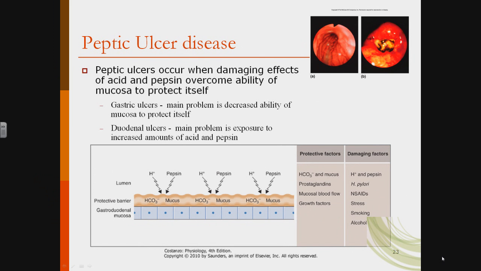Anything that damages this, such as hydrochloric acid and pepsin being produced too much, or bacterial infections from Helicobacter pylori, NSAIDs, we've already learned in Unit 1 how NSAIDs are COX inhibitors, and if we do that, we cannot shunt arachidonic acid into the different types of prostaglandins. Stress can also interfere with the bicarbonate-rich mucus synthesis. Smoking can kill the mucous neck cells, and alcohol.